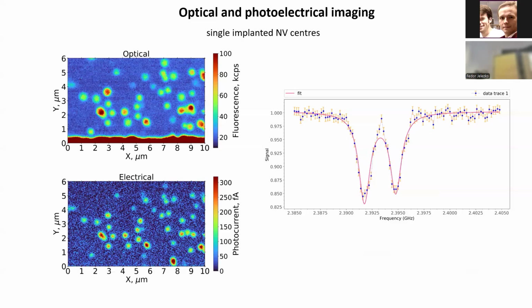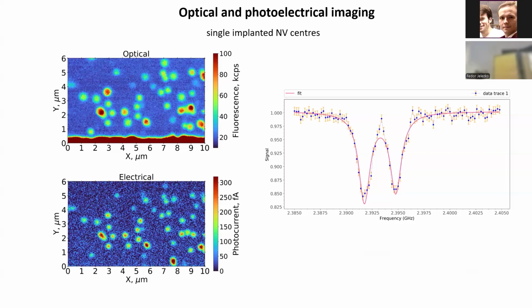So you can also do the ODMR, magnetic resonance, now plotting the photocurrent as a function of the applied microwave, and you get this dip exactly as in an ODMR. And nowadays we can also do these experiments with very shallow implanted NV centers, similar to those we use for NMR, even located just a few nanometers from the surface.